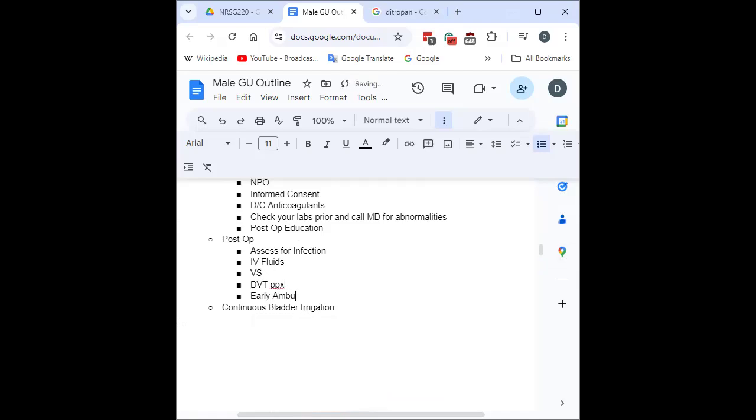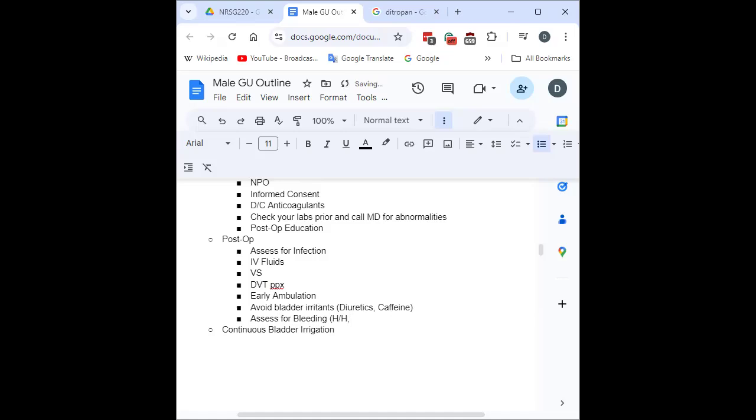Early ambulation whenever possible. Avoid bladder irritants, so basically diuretics and caffeine. Assess for bleeding. So far this has all been pretty standard. Post-op stuff such as bleeding can be checked with your H&H, but it doesn't have to be just your H&H.